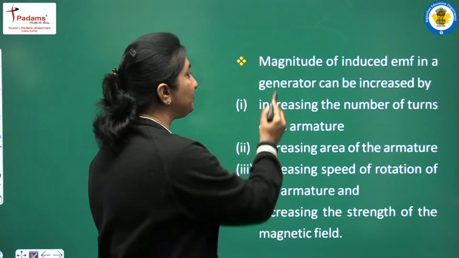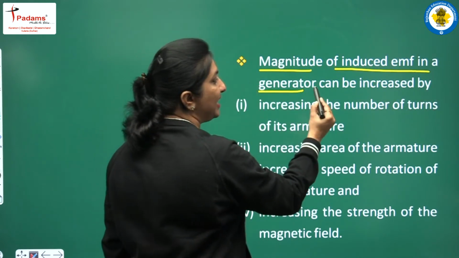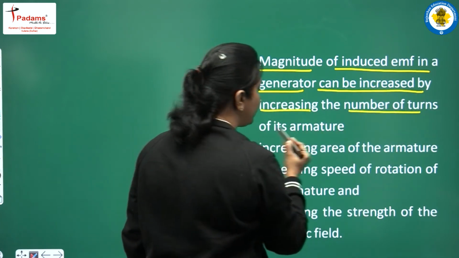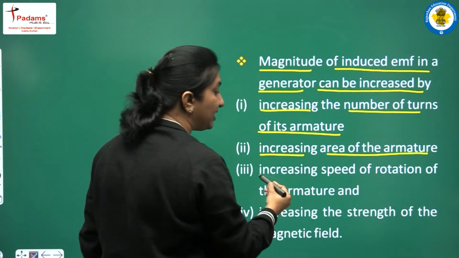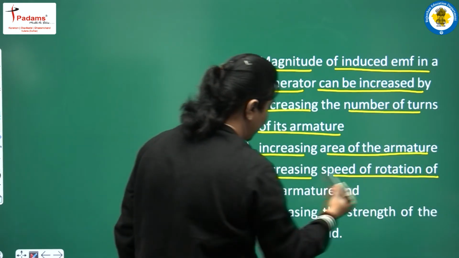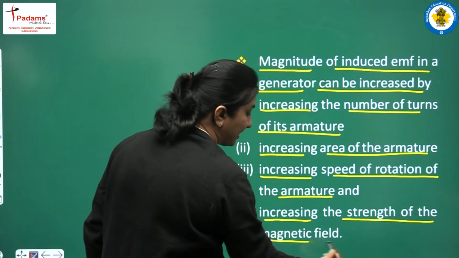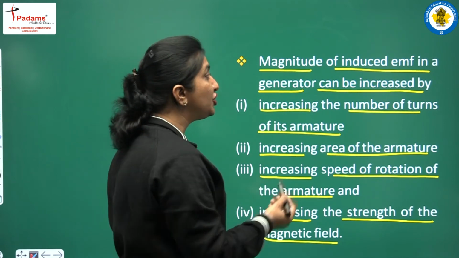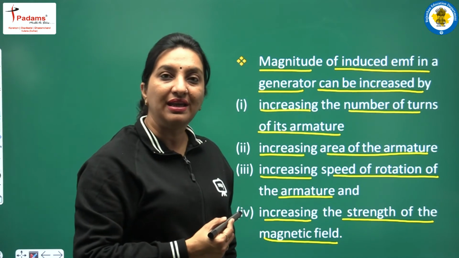Now students, the magnitude of induced EMF in a generator can be increased by increasing the number of turns of its armature, increasing the area of the armature, increasing the speed of rotation of the armature, and increasing the strength of the magnetic field. So these are the ways, students, in which the magnitude of induced EMF in a generator can be increased.